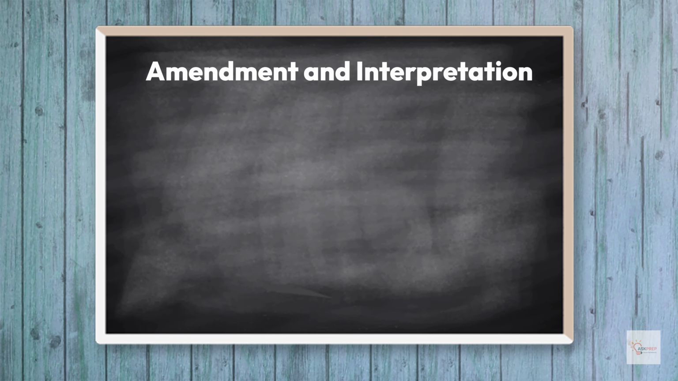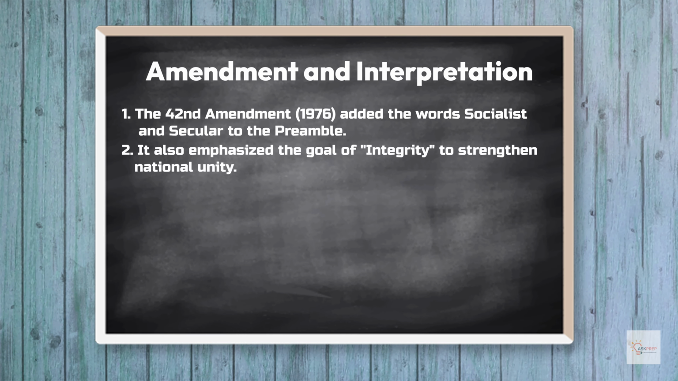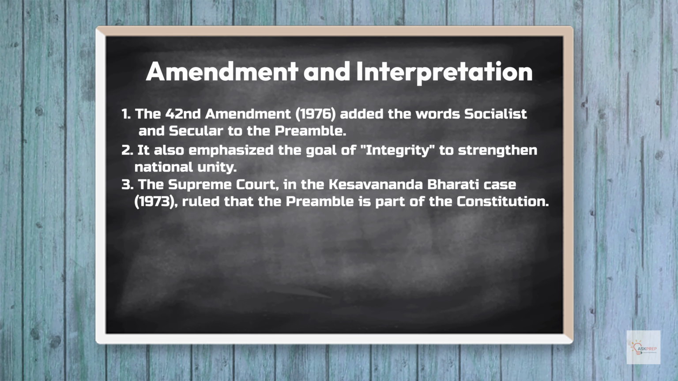Now let's talk about the fifth point: amendment and interpretation. The 42nd Amendment, 1976, added the words socialist and secular to the Preamble. It also emphasized the goal of integrity to strengthen national unity. The Supreme Court, in the Kesavananda Bharati case, 1973, ruled that the Preamble is part of the Constitution.